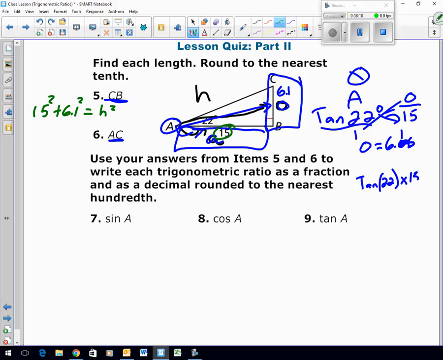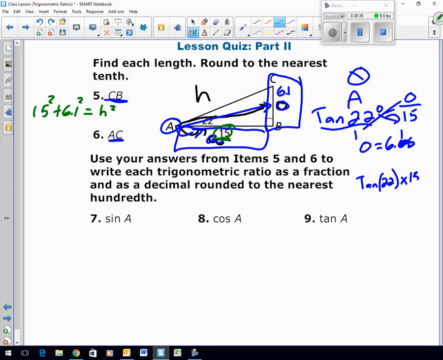15 squared is 225. I got 5.6 for the other answer. Let's think about this. What I know right now is that 5.6 is not a good answer. It's got to be longer than 15, because the hypotenuse is always the longest side. Okay? Let's do this real quick.